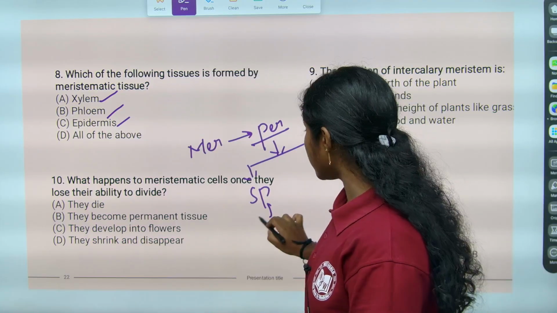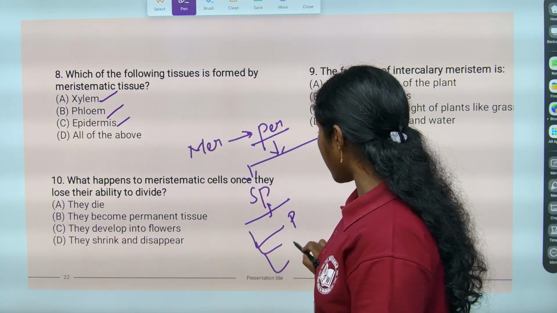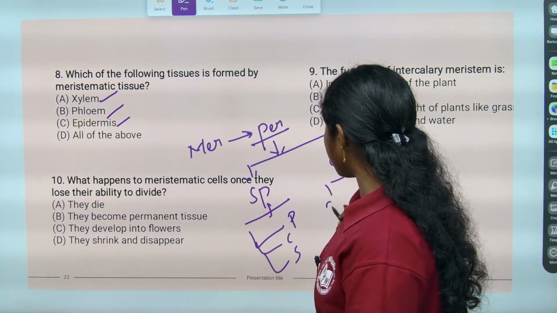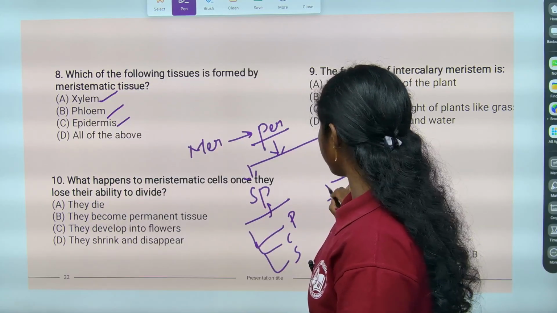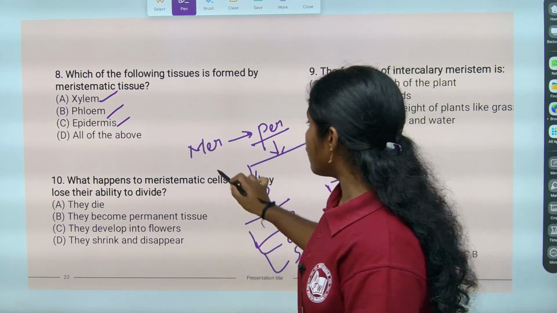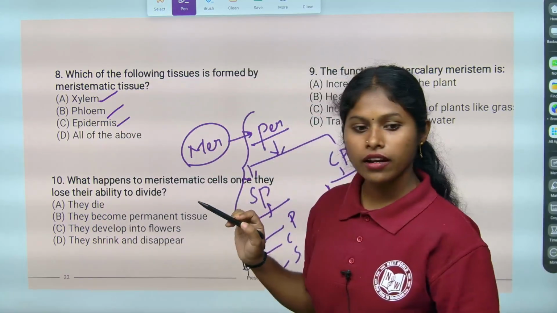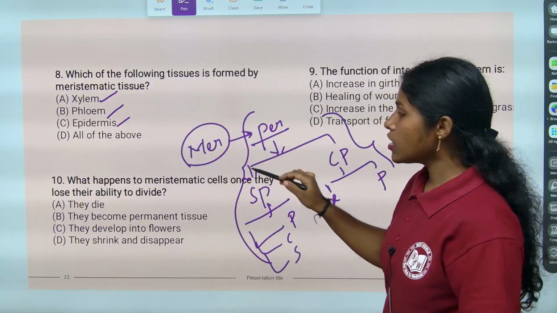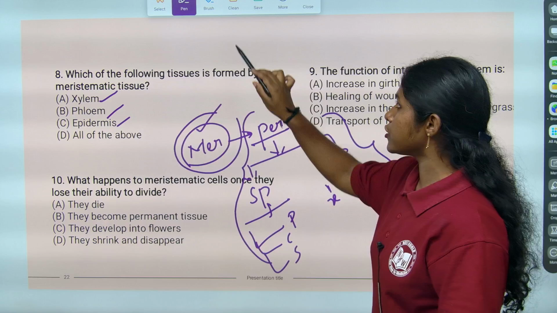They are further divided: simple permanent tissues are of three types. What are they? Parenchyma, Collenchyma, Sclerenchyma. And complex tissues are of two types: xylem and also phloem, right? So without this meristematic tissue, how will all these tissues be there? No, right? These tissues will not be there, because the primary growth of the plant is happening due to this meristematic tissue, right?